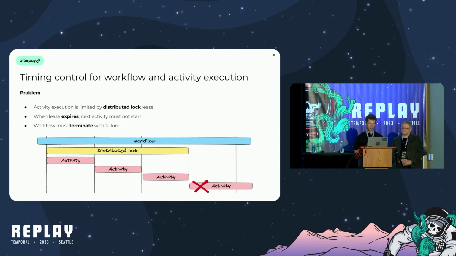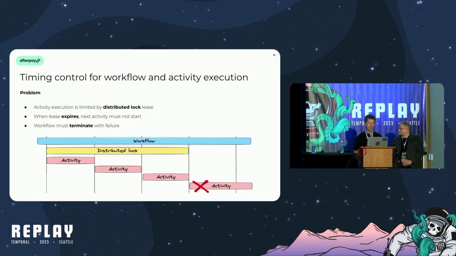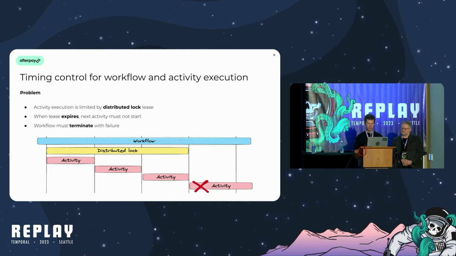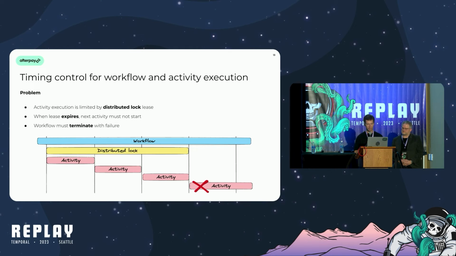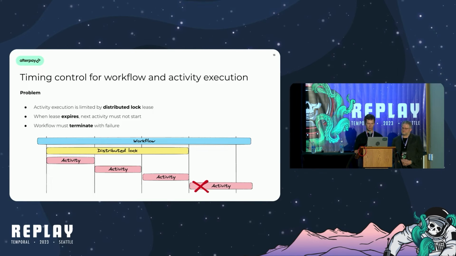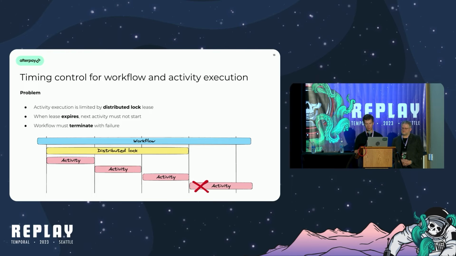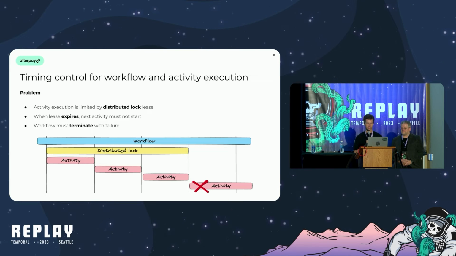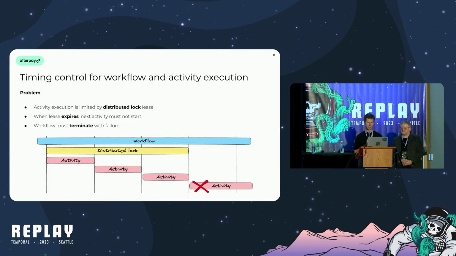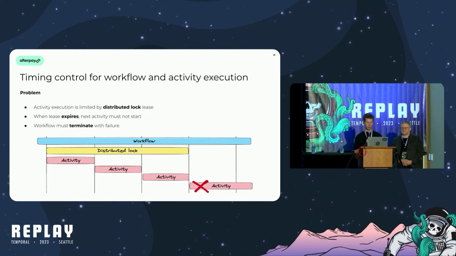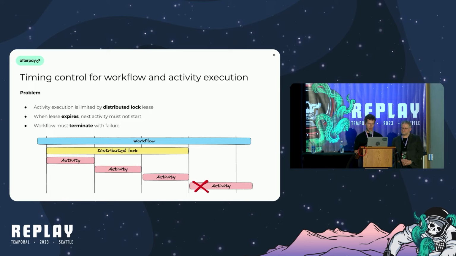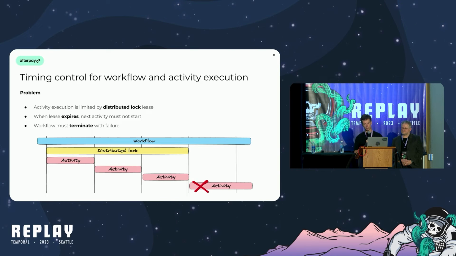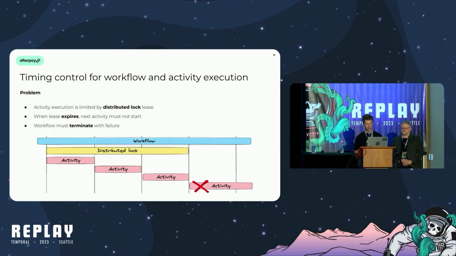So how do we deal with distributed locks in workflows? We created a custom activity interceptor to keep track of time left in the lock. And we allow an activity to start only if the lock has not expired yet, and the activity has enough time to complete within the lock lease period, based on activity options and timeouts. Otherwise, we throw a timeout exception, which causes the workflow to terminate with failure and trigger all necessary compensation.